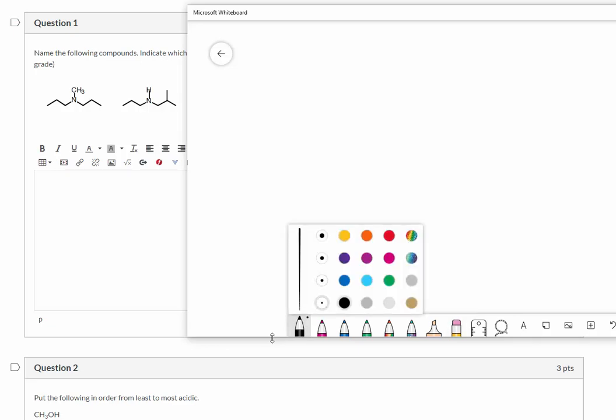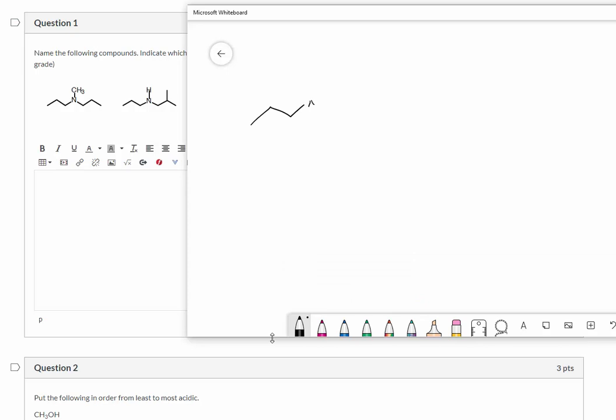Now, we need to name these compounds. So both of these compounds have nitrogens on them. And the first one looks like this. Now for IUPAC naming, we need to find our longest carbon chain that contains our functional group. And here we have a propane. Now our functional group is this nitrogen. And this nitrogen is going to change that ending from propane to propanamine. And that is on carbon 1, so 1-propanamine.